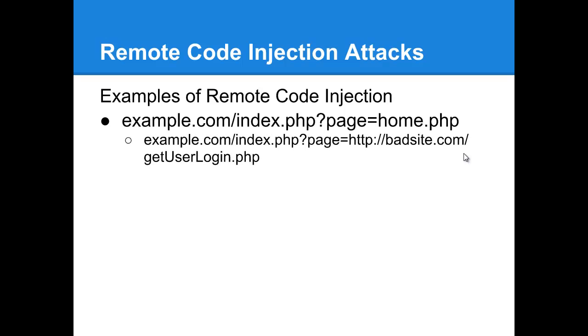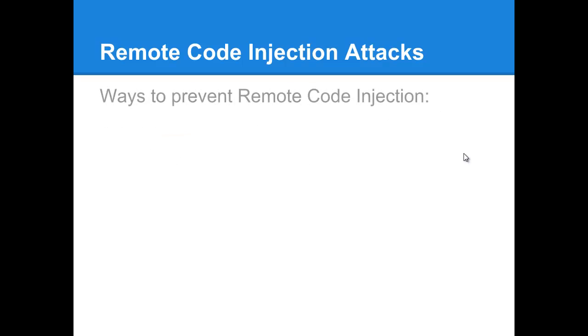So example.com, index.php, and instead of page equals home, they're going to put badsite.com/getuserlogin.php. And that'll display either a login script or grab information from their session, all kinds of that stuff, and it'll either send it to a database that they have open and they're submitting stuff to. So it can be trouble.